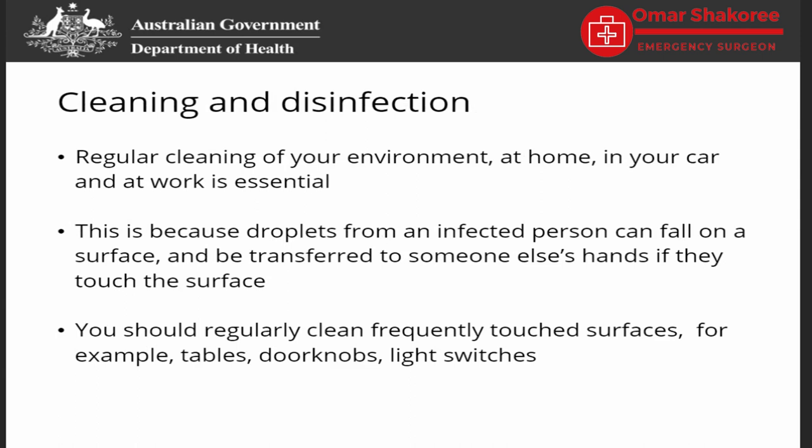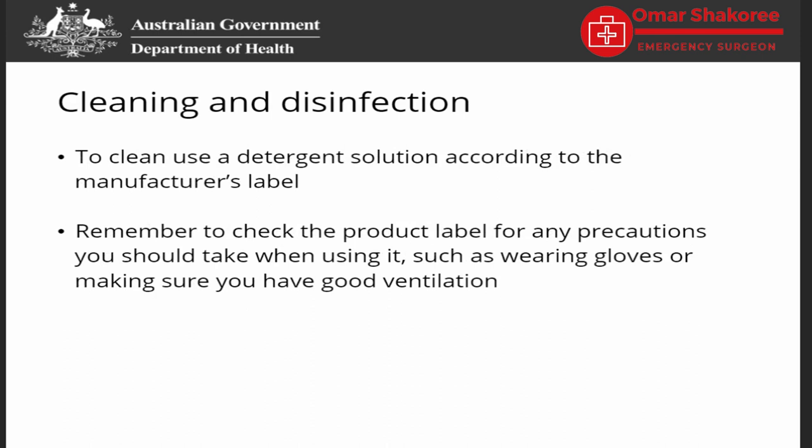Now, what about cleaning and disinfection? Regular cleaning of your environment at home, in your car, and at work is essential. This is because droplets from an infected person can fall on a surface and be transferred to someone else's hands if they touch that surface. You should regularly clean frequently touched surfaces, for example, the tables, the doorknobs, and light switches. To clean, use a detergent solution according to the manufacturer label. Remember to check the product label for any precautions you should take when using it, such as wearing gloves or making sure you have good ventilation.